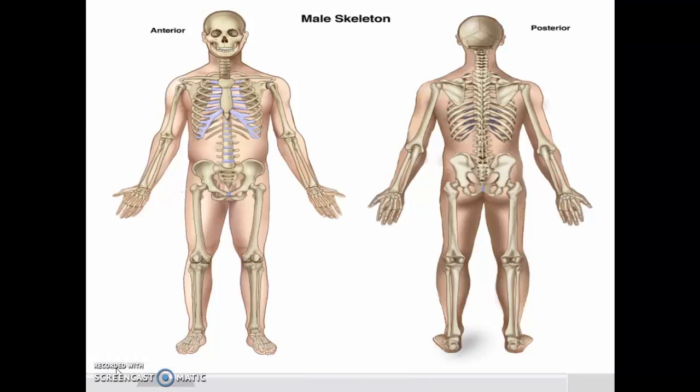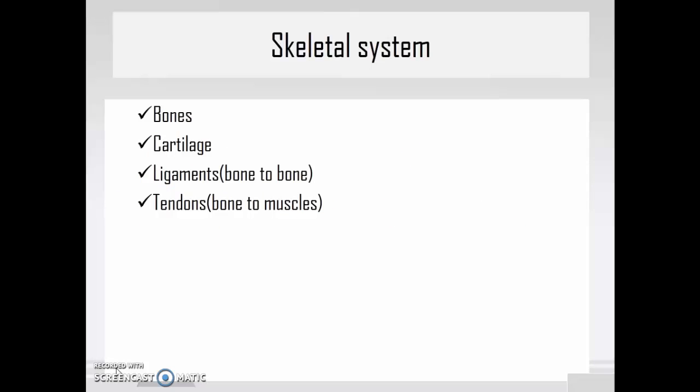So which system is this? I think it's written skeleton here, so I think it's the skeletal system, right? So this is what we're going to study now, that is the human skeletal system. It is made up of bones, cartilage, and ligaments. Ligaments join bone to bone and tendons join bone to muscles.